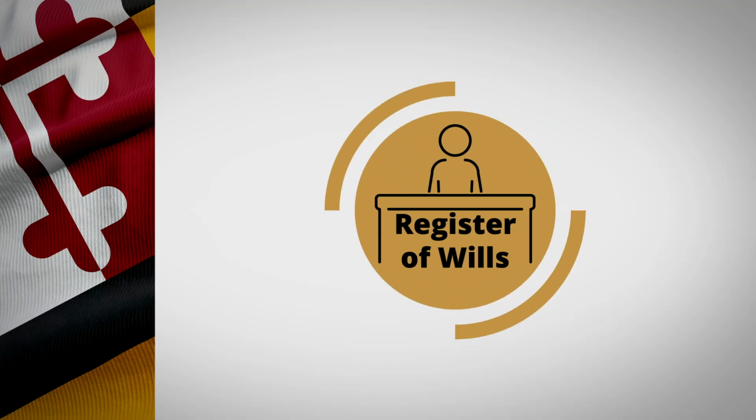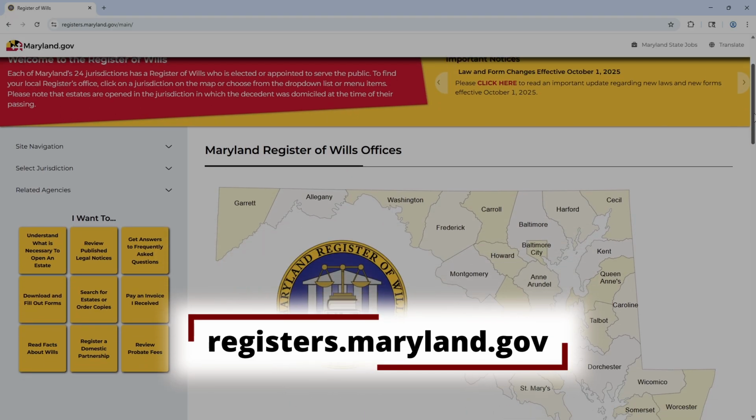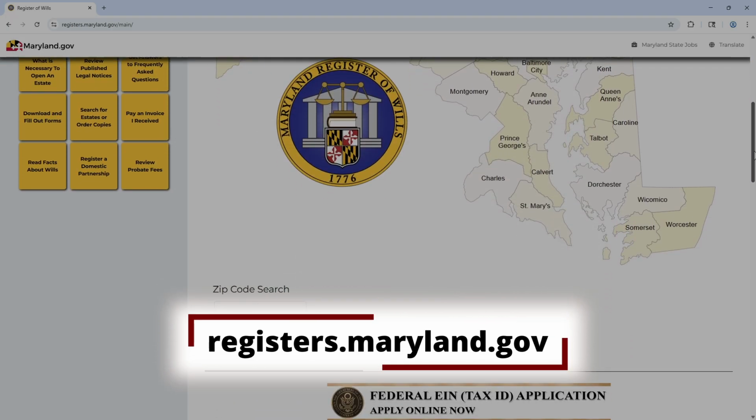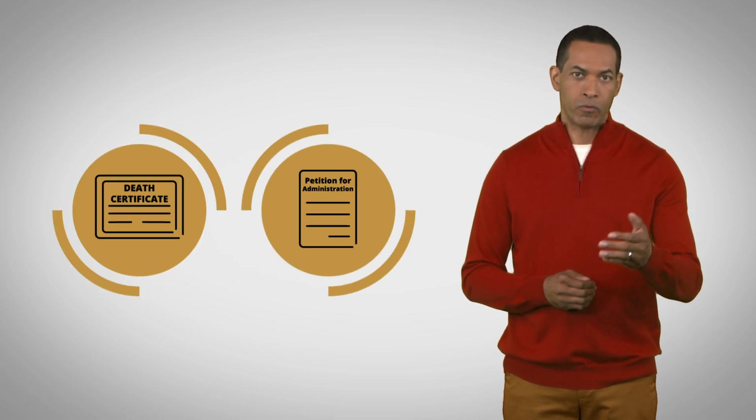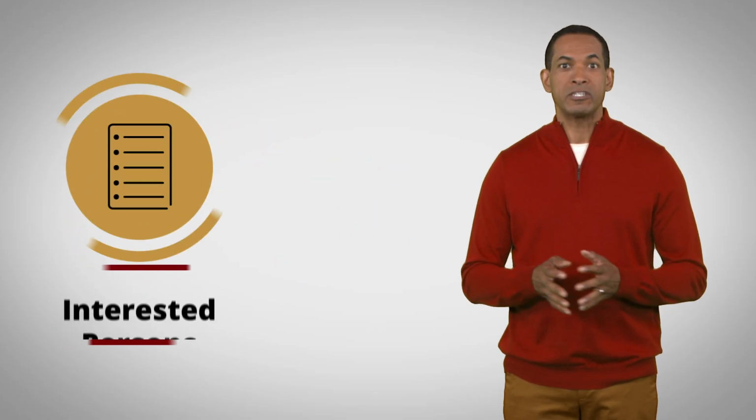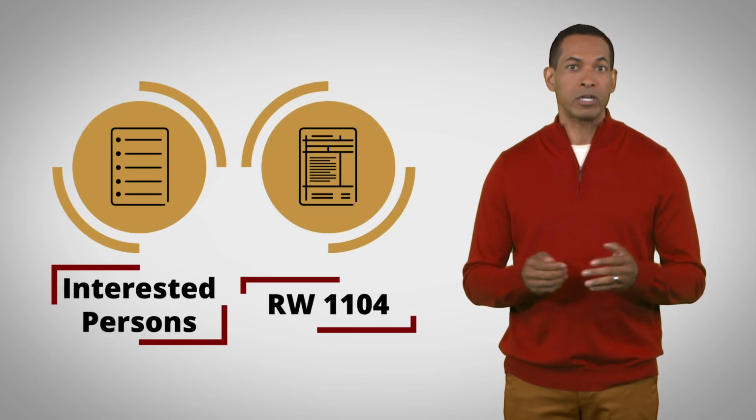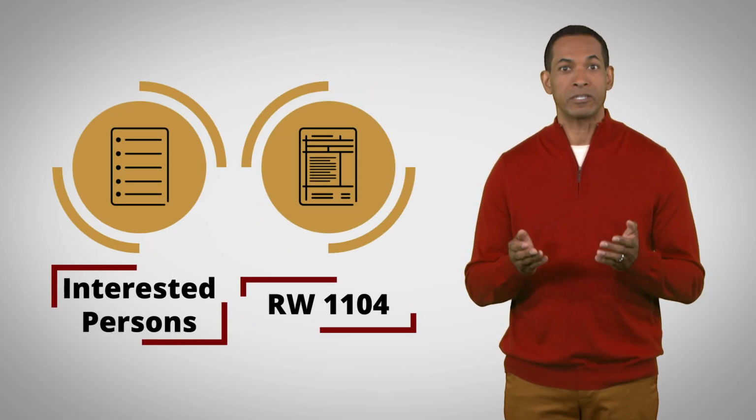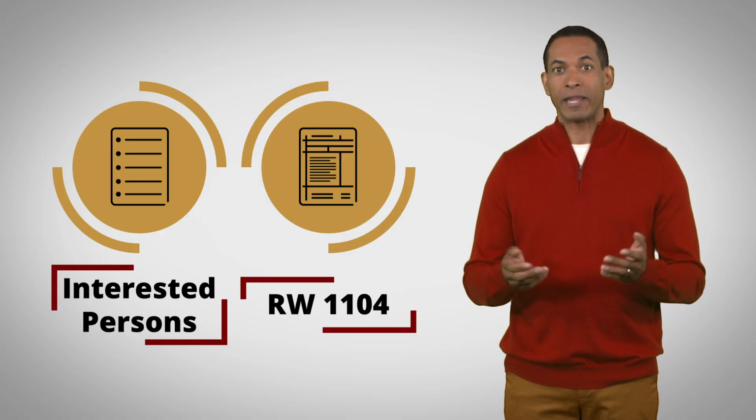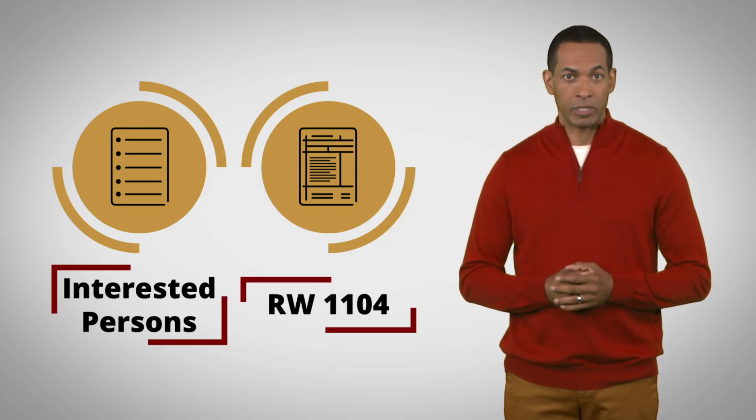If you need help with the forms, contact the Register of Wills. Find all forms at registers.maryland.gov. Include a certified copy of the death certificate with your petition for administration. You can get this from the funeral home or the Maryland Department of Health. Attach the list of interested persons, Form RW1104, if filing a small estate, or if you're filing a regular estate and ready to include the list.